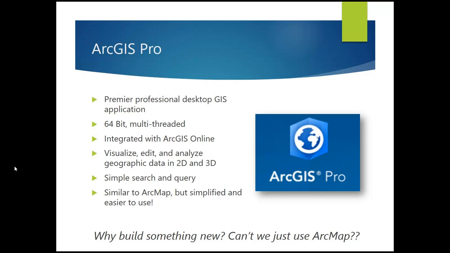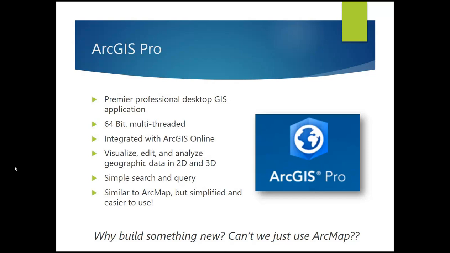For example, in the table of contents, you now have a search bar embedded at the top so that you can search through all your layers rather than having to go through yourself to try to find what you're looking for. As many of you probably already know, working with ArcGIS Pro is very similar to ArcMap, but it's simplified and much easier to use.